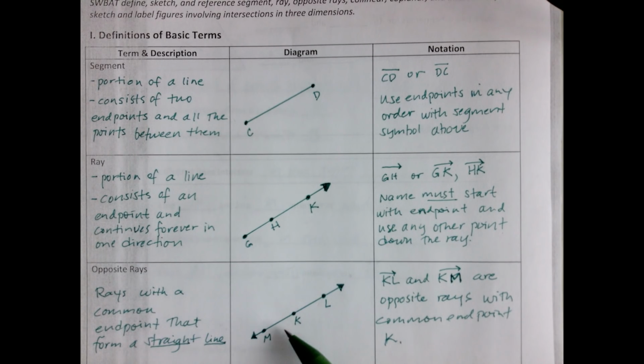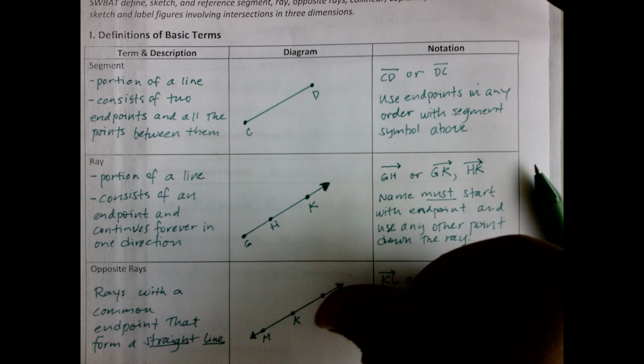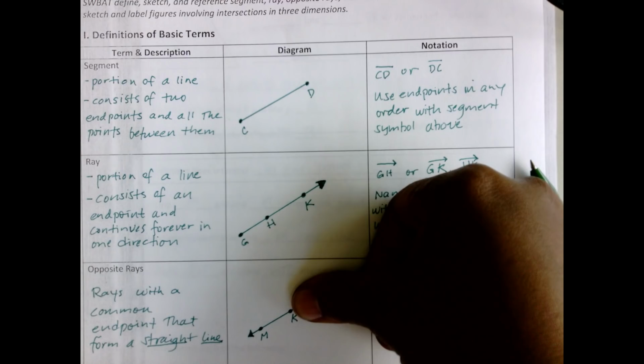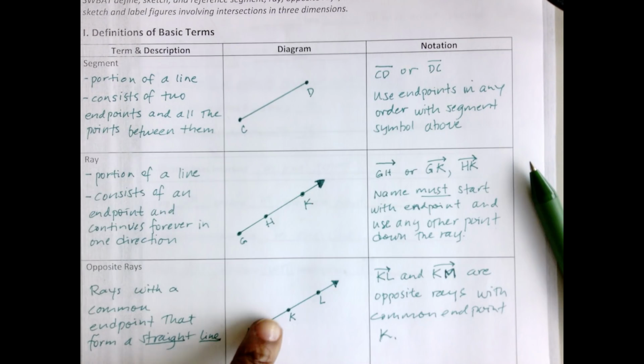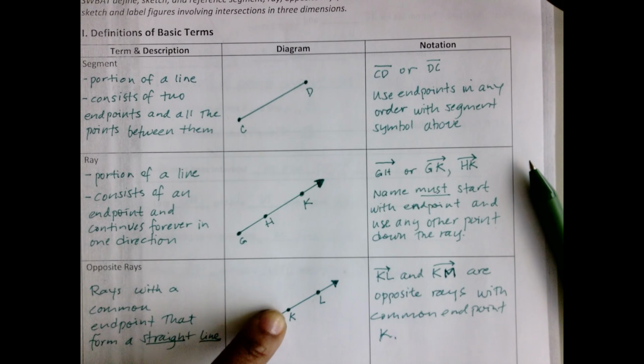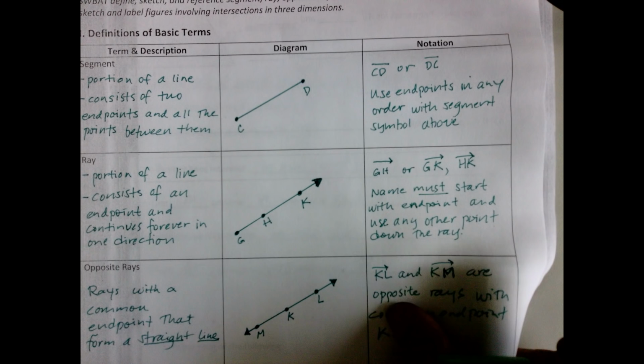So they're opposites. We wouldn't name it MK and KL because, again, with a ray, you want to start from the starting point. You have to. So the starting point for this ray right here is K, all right? The starting point for that ray is also K. All righty, so let's move it down.